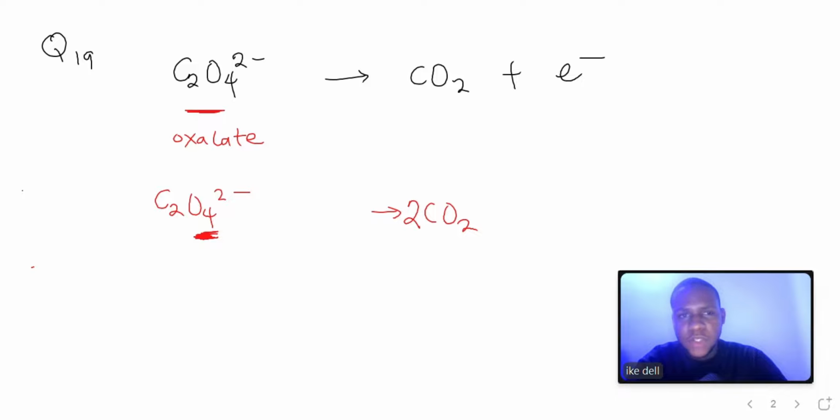And I want to balance hydrogen with hydrogen ion, but there's no hydrogen anywhere, so I would also skip that step. And finally, I want to balance my charges with electrons. Balancing the charges with electrons, I have a -2 here and I have 0 here. So definitely I'm going to add 2e- here. And that should balance it up for me.